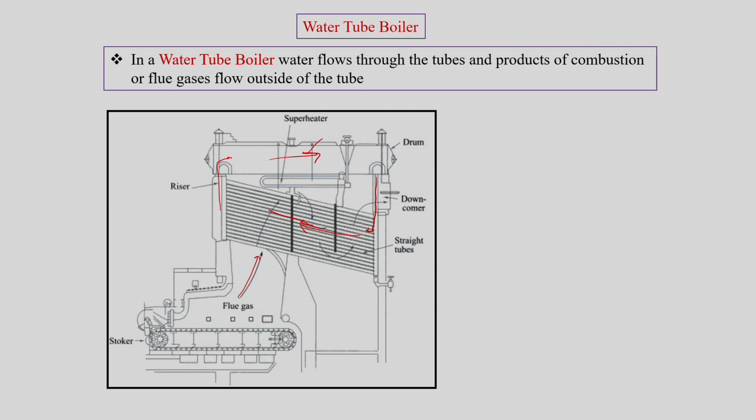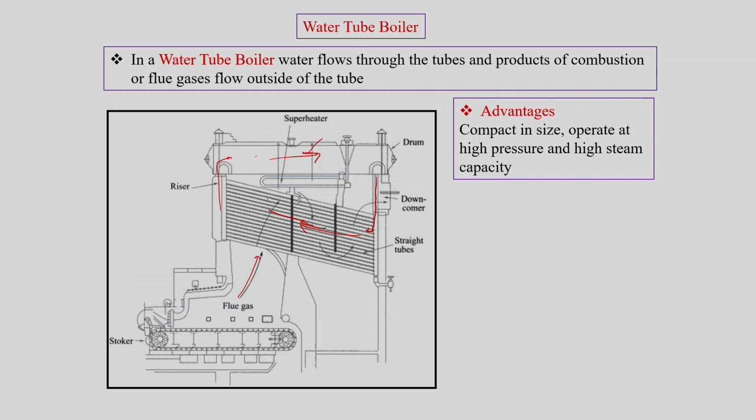But here we need not have the complete body or complete furnace at high pressure, since only the water walls or the tube walls in which water is flowing are going to experience high pressure, since water is only at high pressure along with the drum. So, here the complete container or complete unit need not be at high pressure. So, this is the advantage of the water tube boiler. It is compact in size and it can operate at high pressure and high steam capacities. So, the operating pressures and operating steam flow rates for this boiler are high.